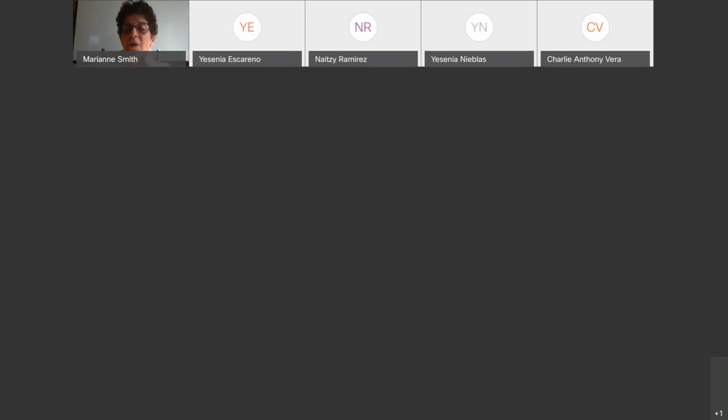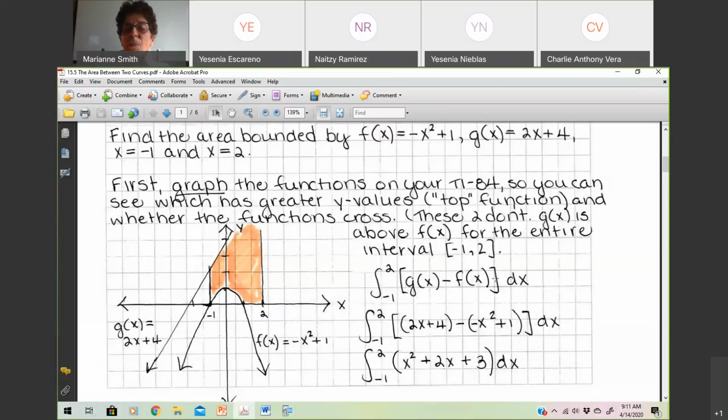Take my integral, I'm going to plug in the values here. So here's my upper curve, g of x, minus my lower curve. Please note your lower curve is in parentheses. The reason for that is you want to make sure you subtract all of the terms in the lower curve from the terms in the upper curve. So take a look at the algebra here.